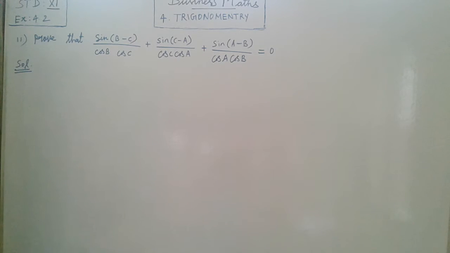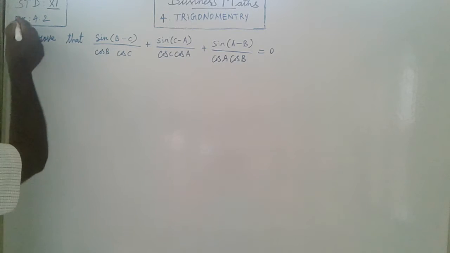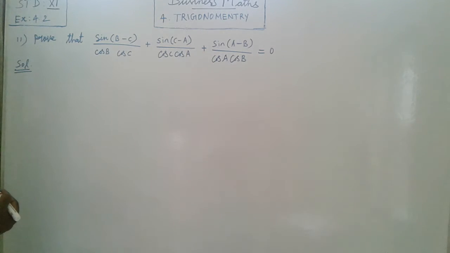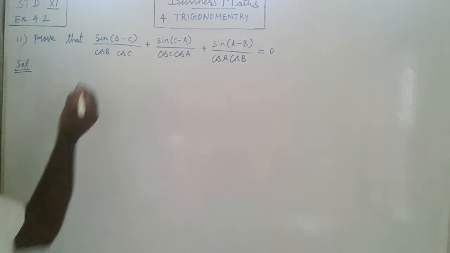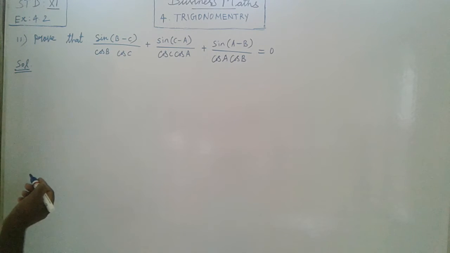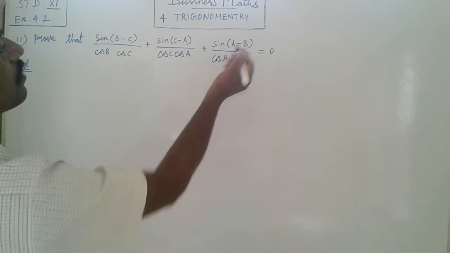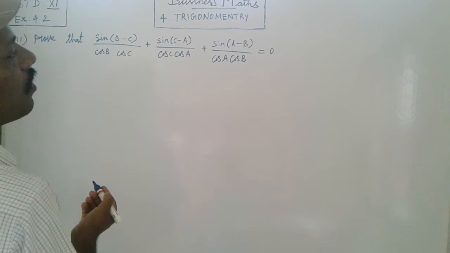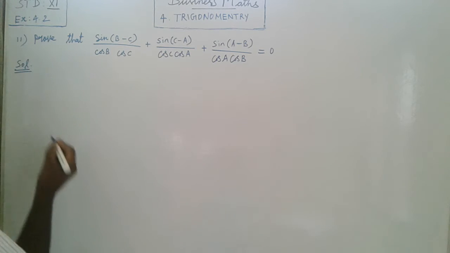Morning students, 11th standard business maths, chapter number 4, trigonometry, exercise 4.2, 11th sum. Prove that sin(b minus c) divided by cos b cos c plus sin(c minus a) divided by cos c cos a plus sin(a minus b) divided by cos a cos b equal to 0.